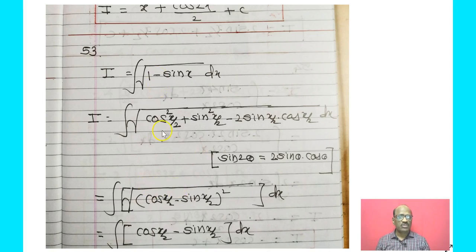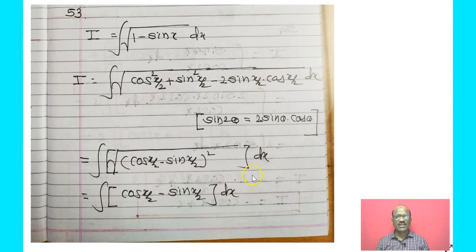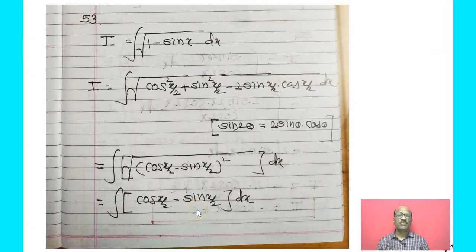That is, the 1 means what? Cos square x by 2 plus sin square x by 2. Now here is a square plus b square minus 2ab. Therefore, the integral of root of (cos of x by 2 minus sin of x by 2) bracket square. The square and the root sign get cancelled. Then again the integral of cos of x by 2 minus sin of x by 2.